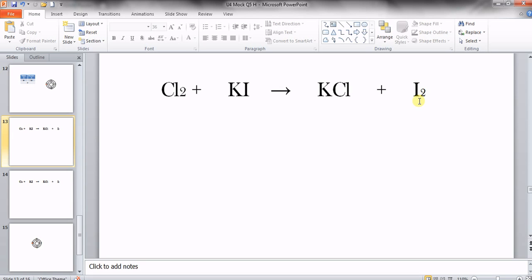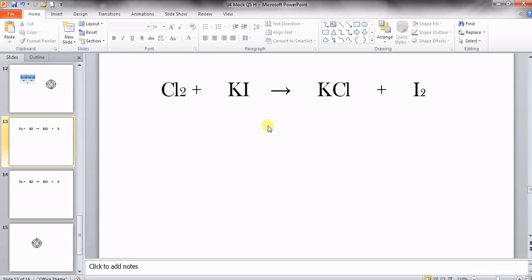The one thing that you do have to remember is that both the chlorine and the iodine are in group 7, and all group 7 elements are diatomic. That means they're made of 2 atoms, and so we've got a 2 here and a 2 here as well. So it's Cl2 plus KI makes KCl plus I2. Okay, so that's part way there.